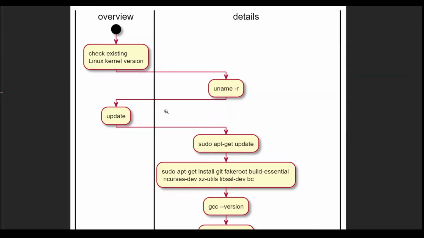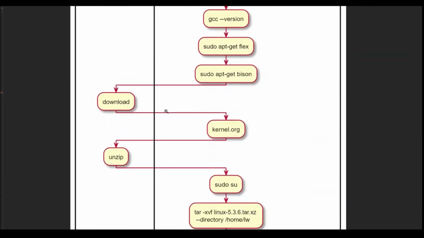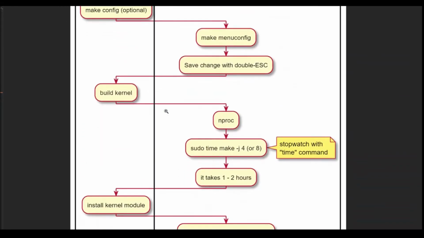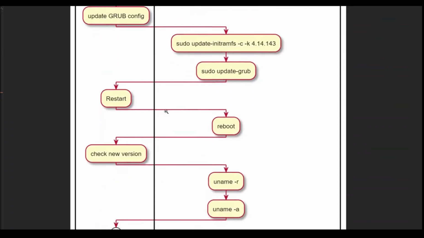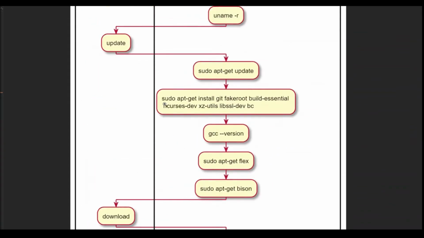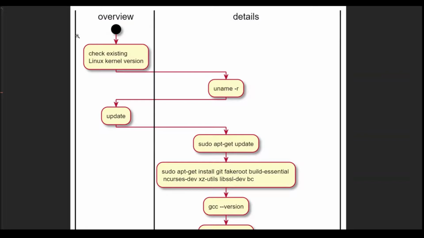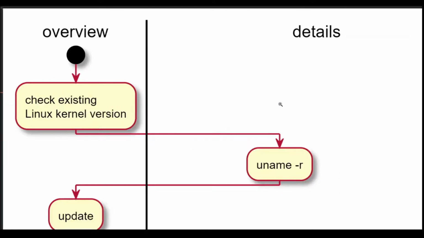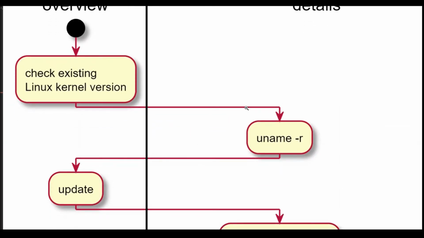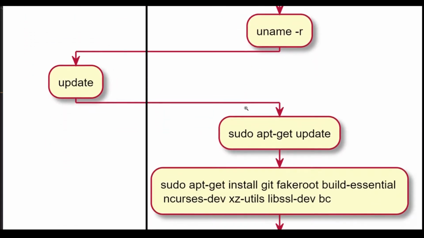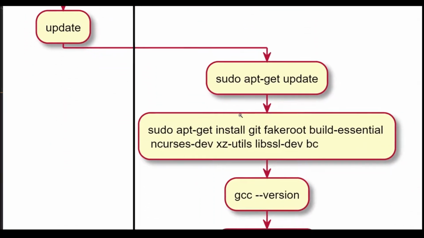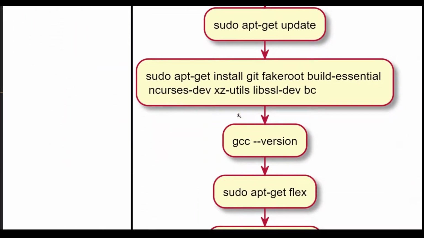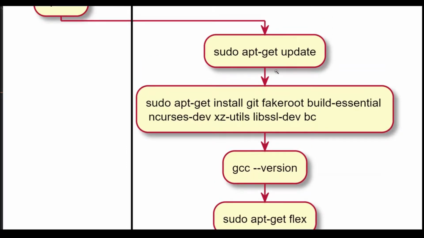I will start with a brief introduction of the steps I used to accomplish this task. Start with checking existing Linux kernel version. The command is uname -r, then update Linux system. By the way, I'm using Ubuntu. The command is apt update or apt-get update.